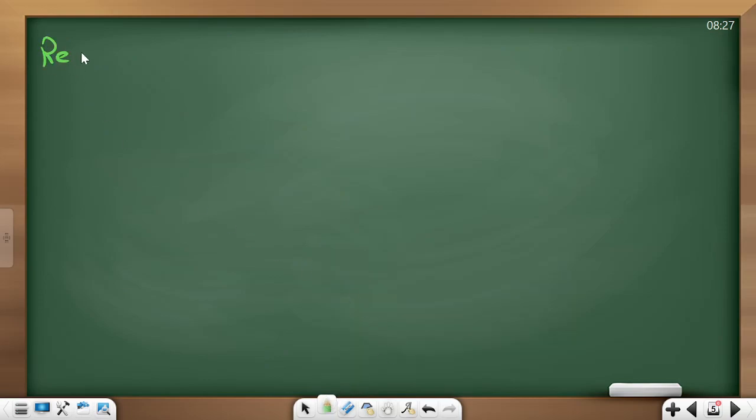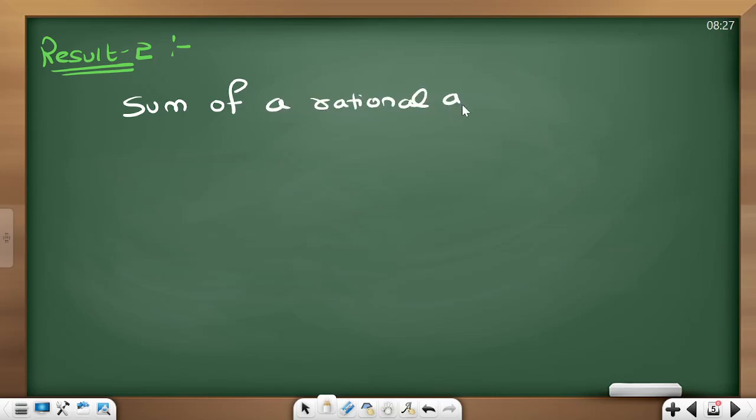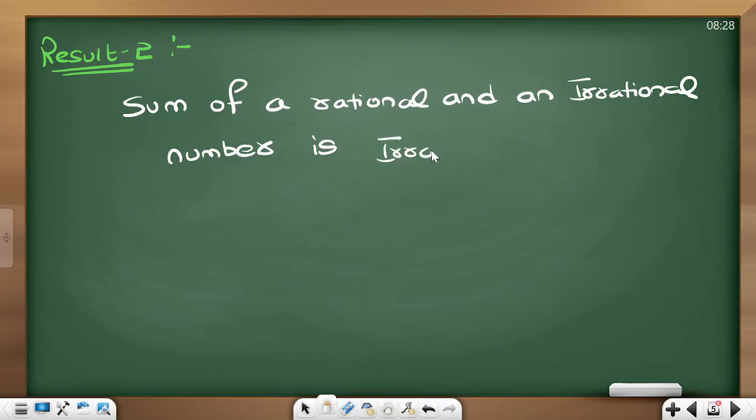Going for result 2. Result 2 is: sum of a rational and an irrational number is irrational.